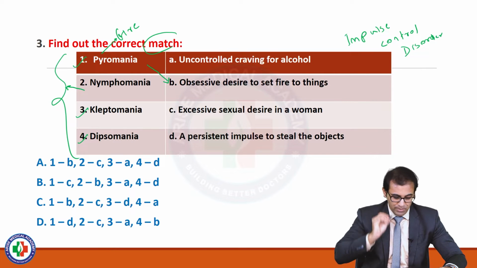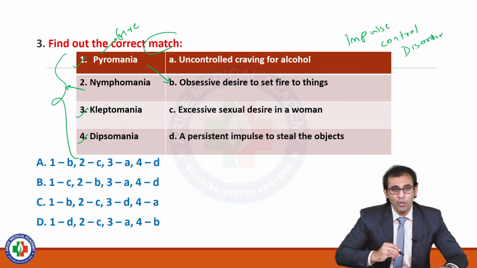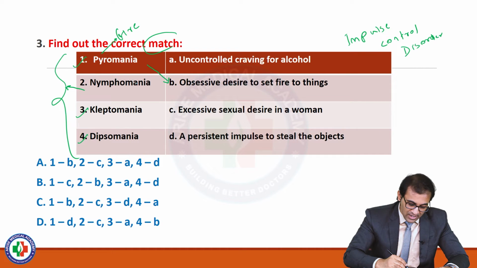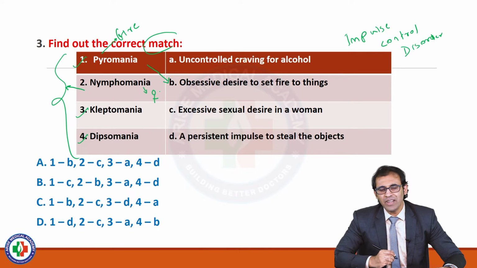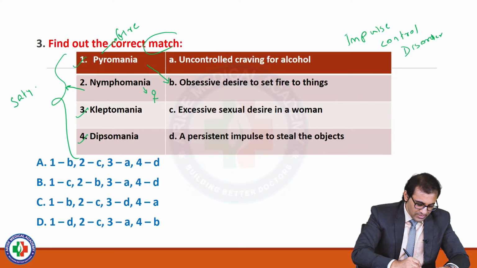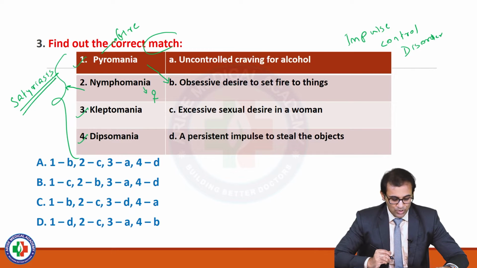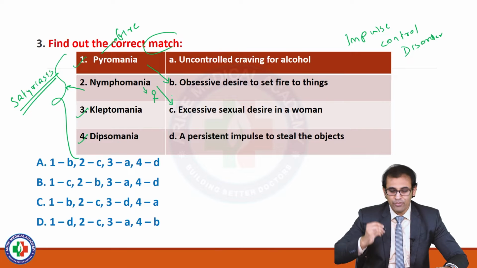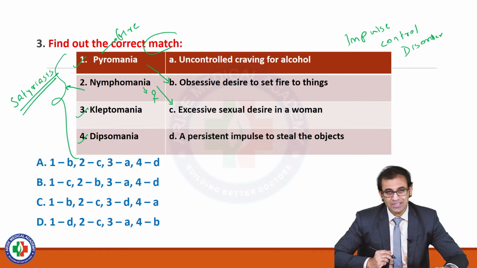Obsessive desire to set fire to things. Okay, so first is B. Now nymphomania. Nymphomania is what? Excessive sexual desire in females. What about excessive sexual desire in males? That is called satyriasis. So nymphomania is excessive sexual desire among females. Okay, so 2 is C.